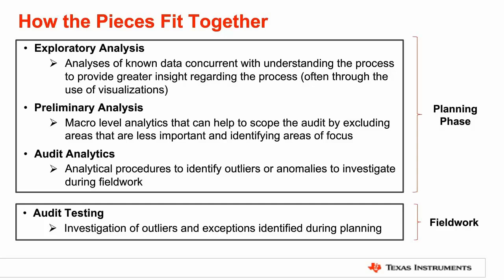With the preliminary analysis, that's using macro-level analytics to scope the audit by excluding areas that weren't important. So, again, identifying those places where we either rarely have exceptions or there's no materiality, setting those aside. And then finally, the actual audit analytics they consider part of the planning phase of the audit, in that the analytics are run and the exceptions and anomalies are identified all ahead of time of going out into the field, so that as we go out to do the testing, we are investigating only the outliers and exceptions.